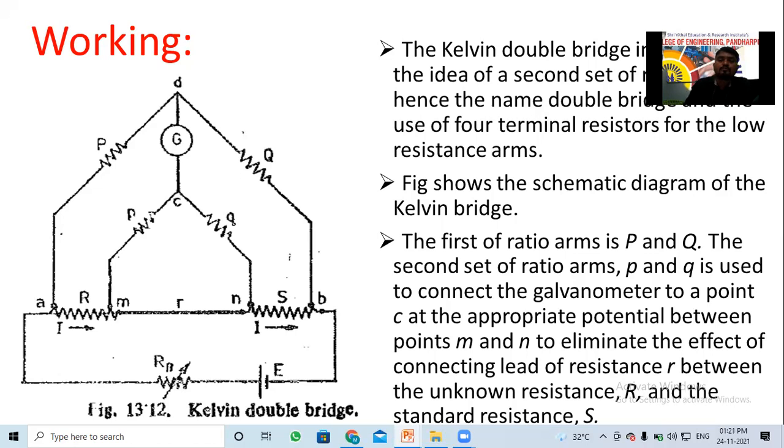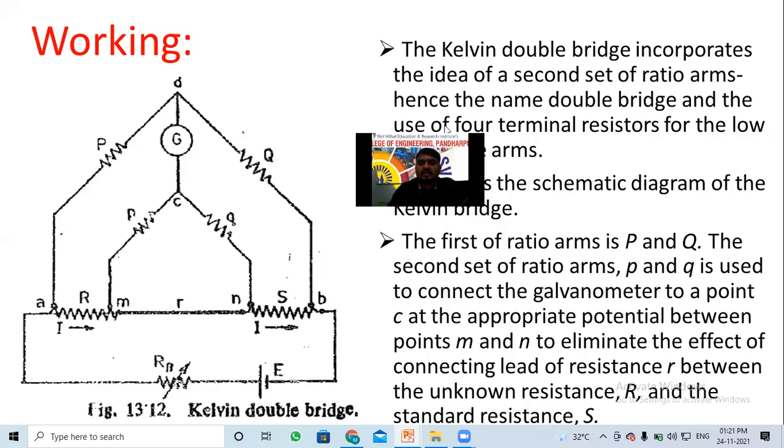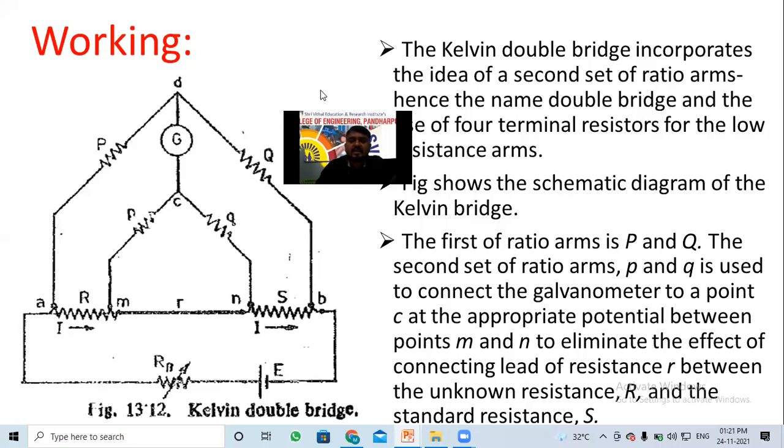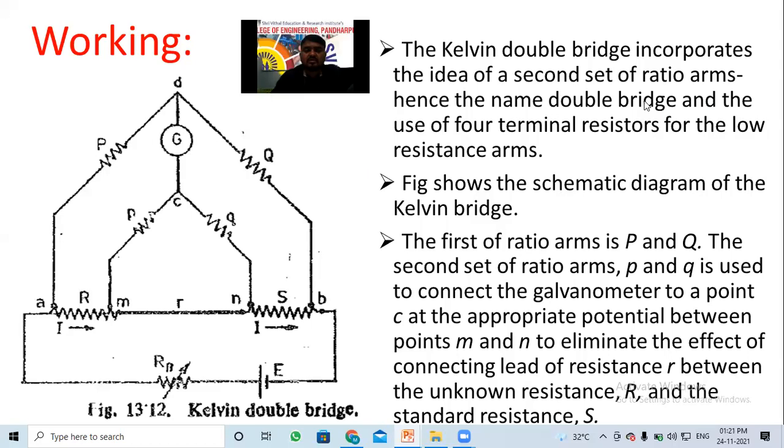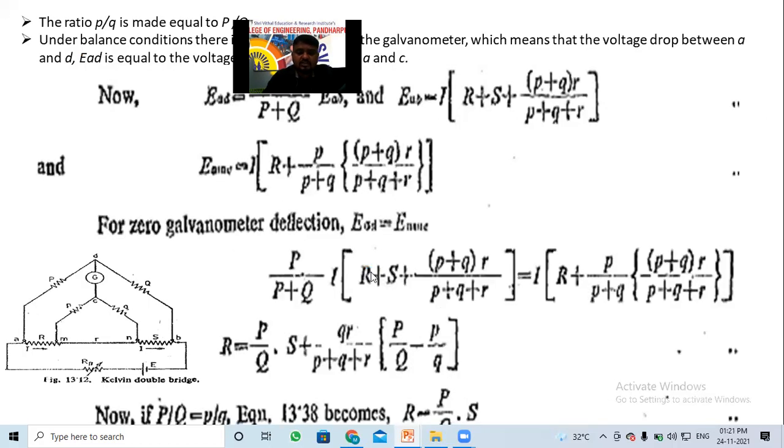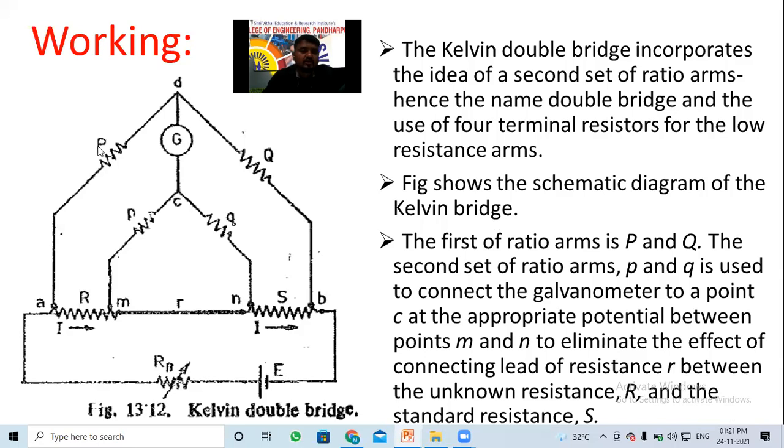Okay, so this is the idea: incorporate the idea of the second set of ratio arms, hence the name double bridge. As I explained, the double bridge is used for the measurement of low resistance. This figure shows that the first ratio arms are nothing but P and Q here now. This P and Q is the first ratio arm.